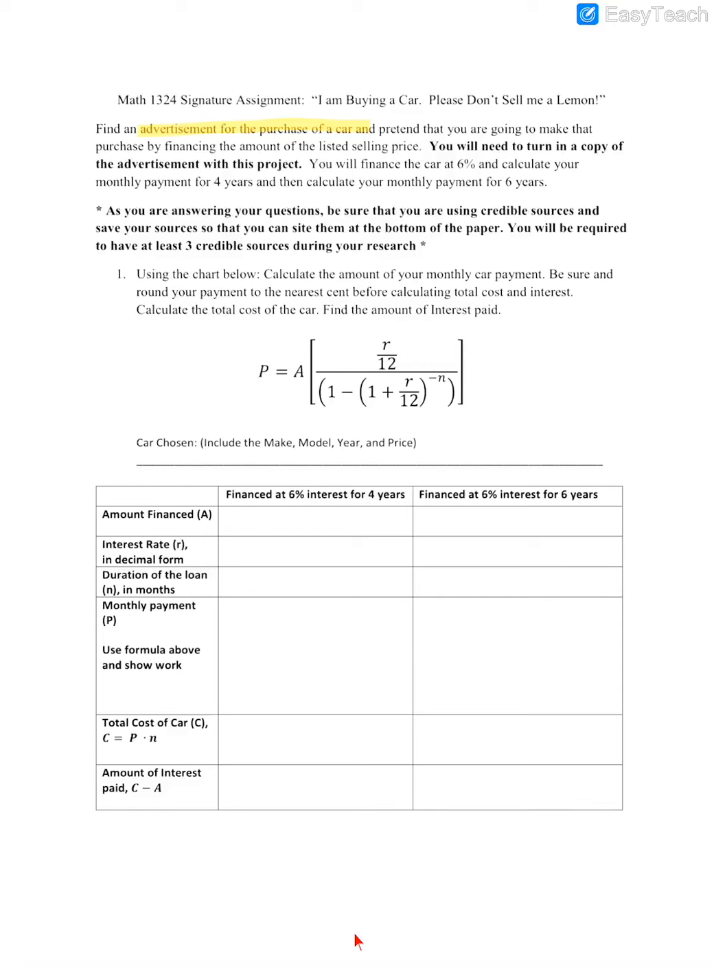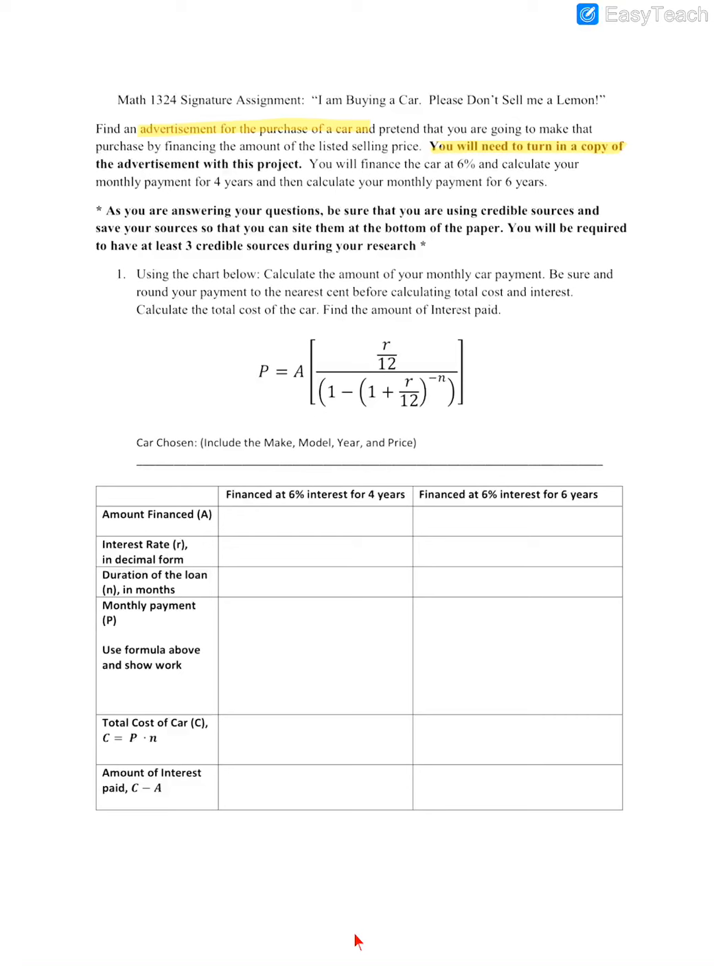Now, you will turn in a copy of the advertisement as part of your project, and so you can just open up and create a Word document, and once you find that advertisement, most computers have what's called a snipping tool. If you do a search on your computer, it's a little tool that'll let you take a screenshot of your advertisement, which you can then insert into your Word document.